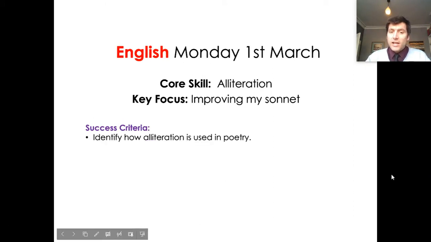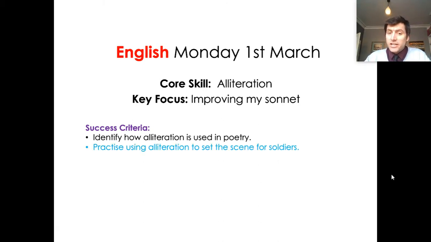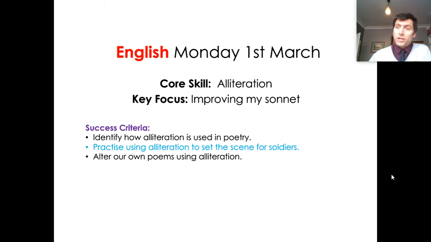To be successful today, we'll understand how alliteration is used in poetry. We'll practice using alliteration to set the scene for the soldiers, and we'll then alter our own poems using alliteration. So we'll try and make sure we add some alliteration if it isn't already in, and if it is already in, we'll think about how we might use it differently or improve it if we think we can.